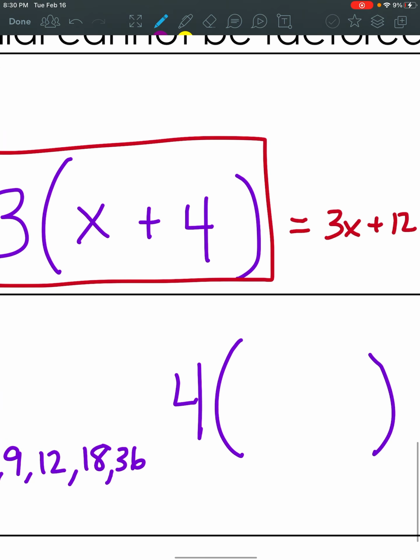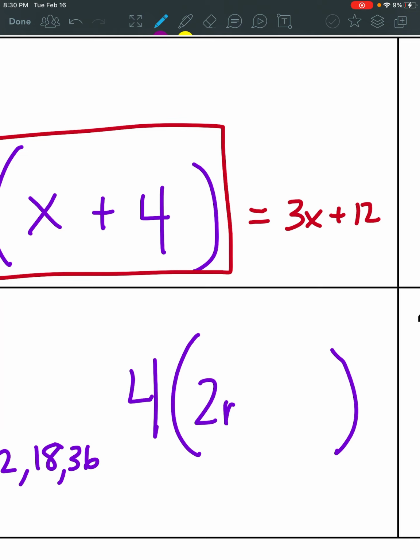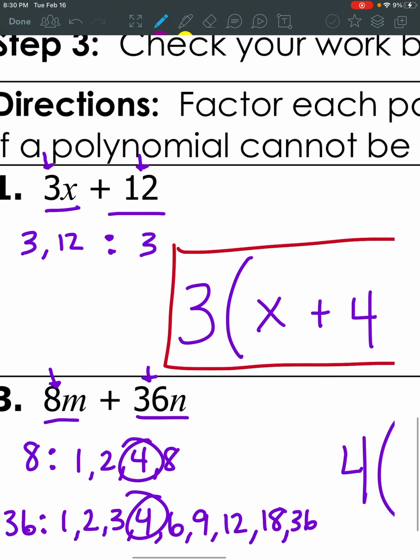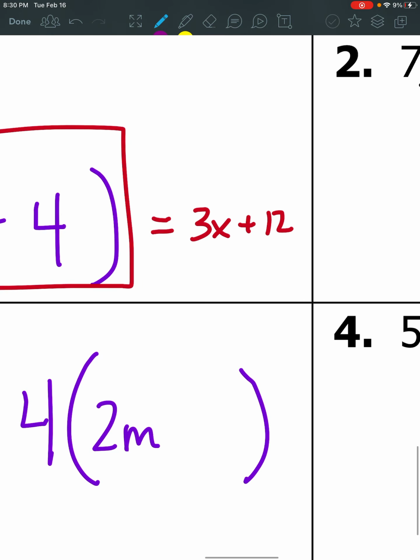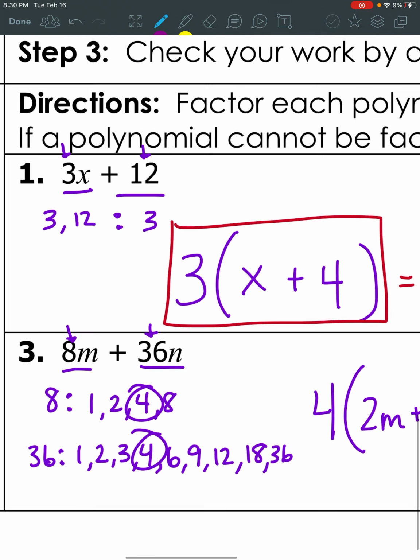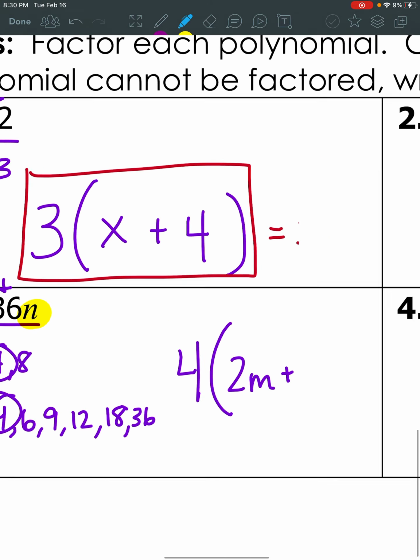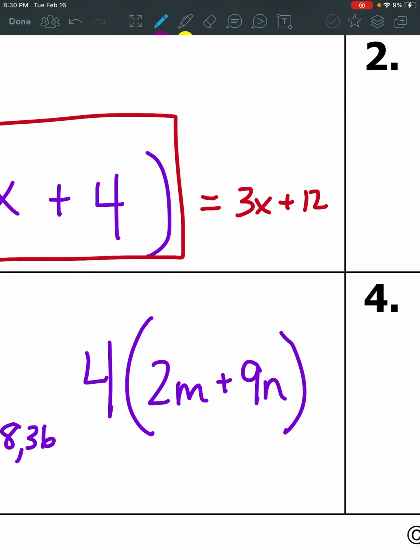8 divided by 4 is 2. We're not dividing by a variable, so the variable stays. 36n divided by 4, so we get 9 and n. And I guess I skipped, after I found that GCF 4, you do always want to look then at the variables. If those were the same variable, then we could pull that variable out as the GCF as well. In this case, it was m and n, different variables, so that did not come out in the greatest common factor.